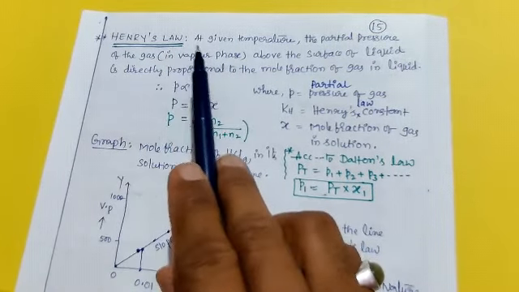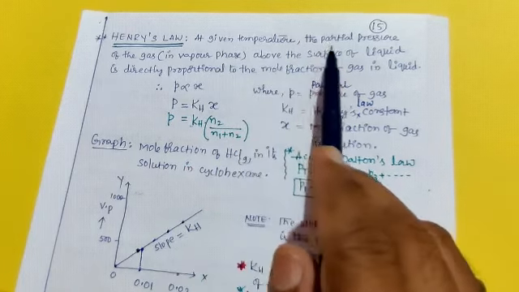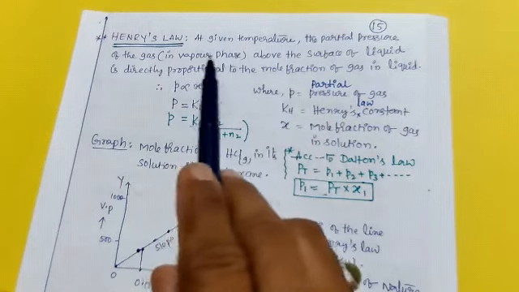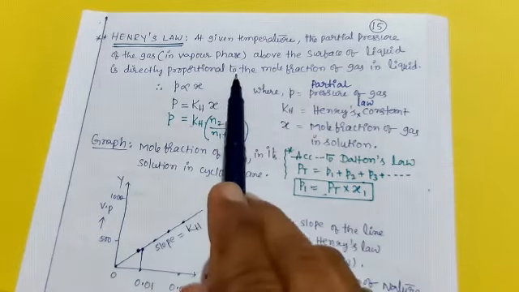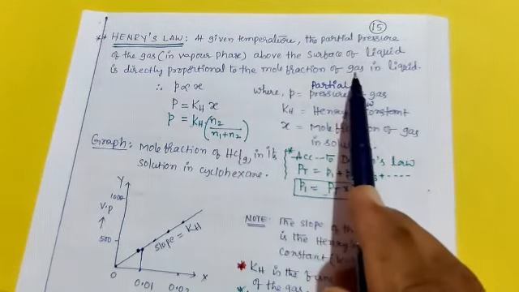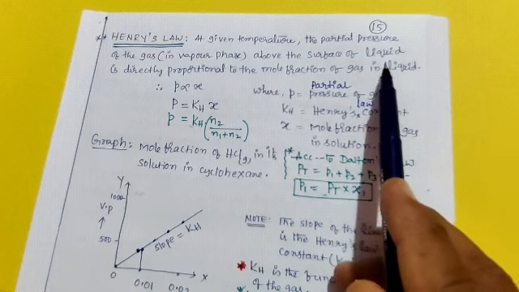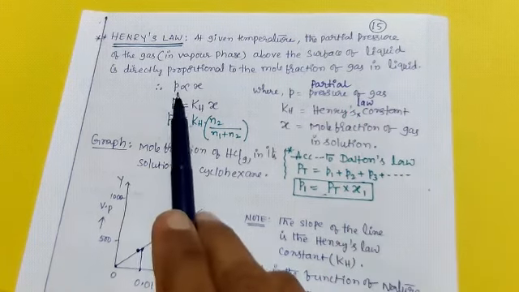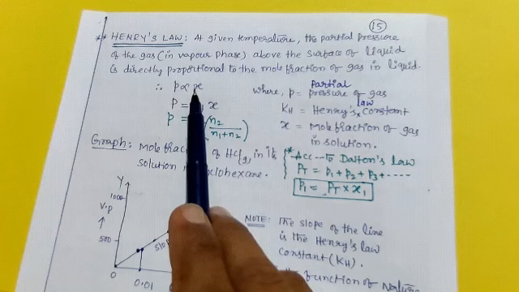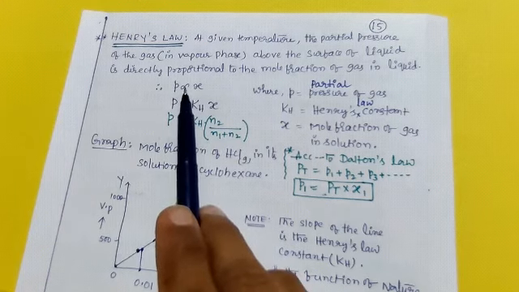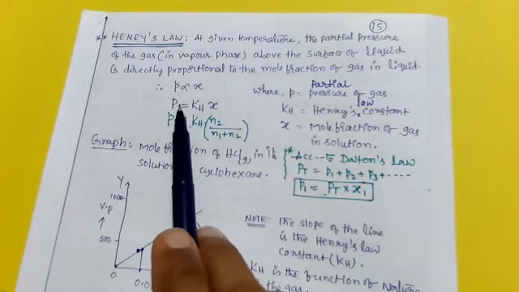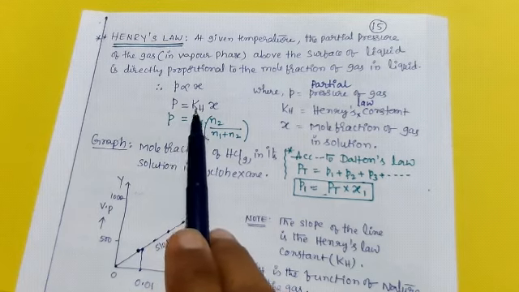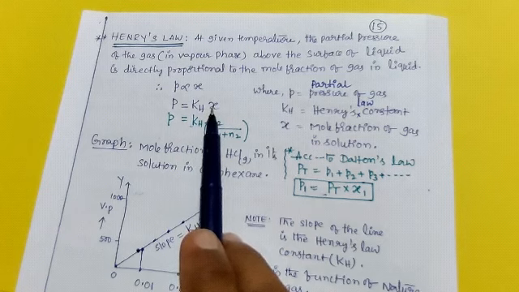Henry's law. At a given temperature, the partial pressure of a gas in the vapor phase above the surface of a liquid is directly proportional to the mole fraction of the gas in the liquid. According to this statement, P is directly proportional to X, and to remove the proportionality we use one constant, that is KH. That's why P is equal to KH times X.